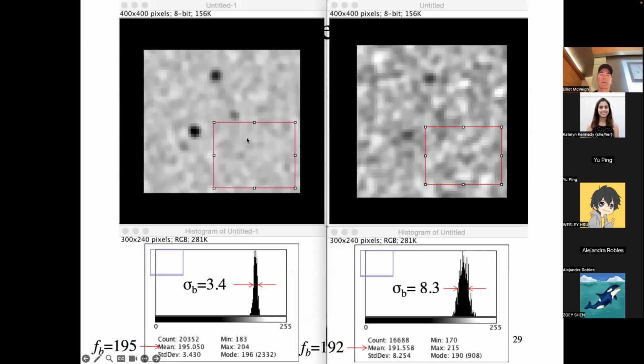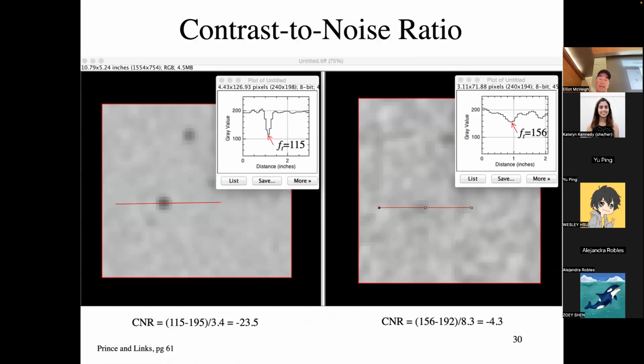This is what the histogram looks like if you take a set of pixels in the background: its mean value is the center of a Gaussian distribution of values, and the sigma of that Gaussian is 3.4. In this image, which has lower signal to noise, the width of the Gaussian enveloping all the pixel values is 8.3. That's how we measure signal to noise quantitatively: we ask what the contrast to noise is between the signal and the background.